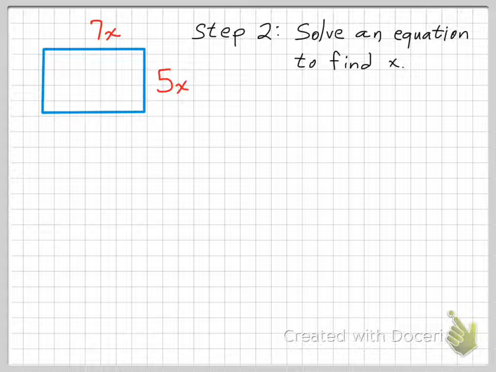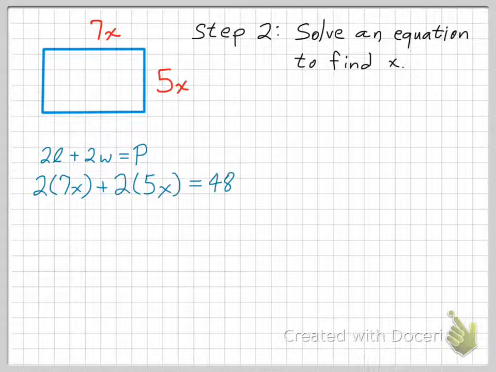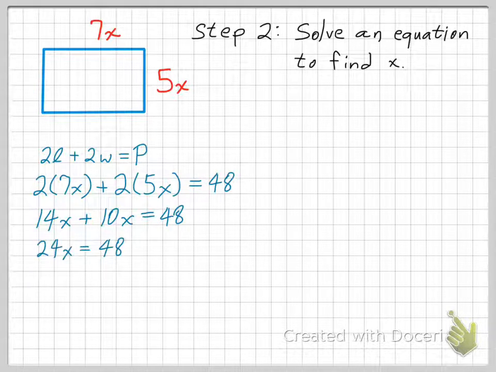And our step 2 then is to solve an equation to find x. Well, this is a perimeter problem, specifically perimeter of a rectangle. So the formula for the perimeter of a rectangle is 2 times the length plus 2 times the width is equal to the perimeter. But we know that the length is 7x and the width is 5x, so we can substitute those values in there. And then 2 times 7x is 14x, 2 times 5x is 10x, and then continuing to simplify, we get 24x is equal to 48. Divide both sides by 24, and we get that x equals 2.